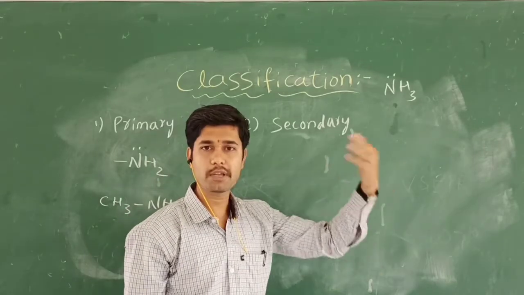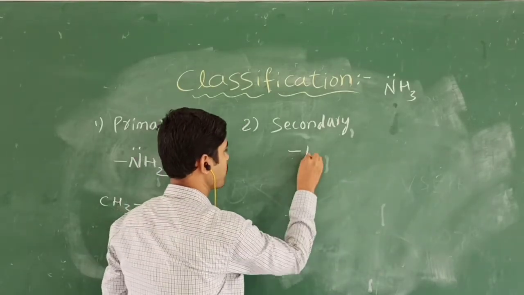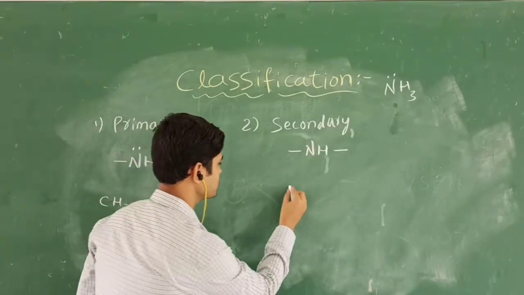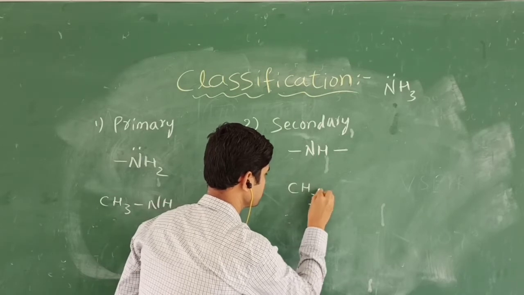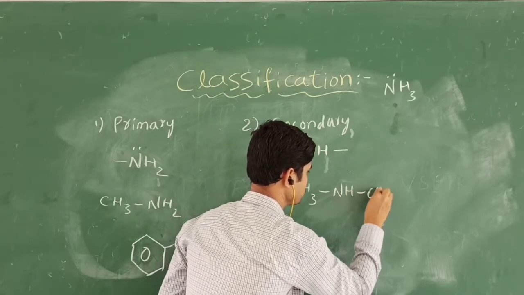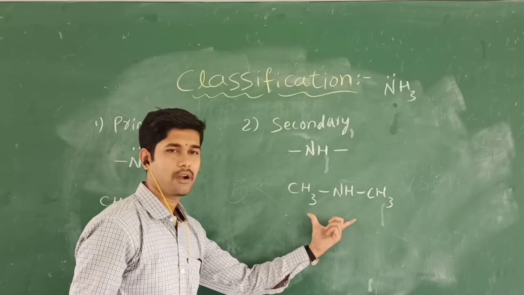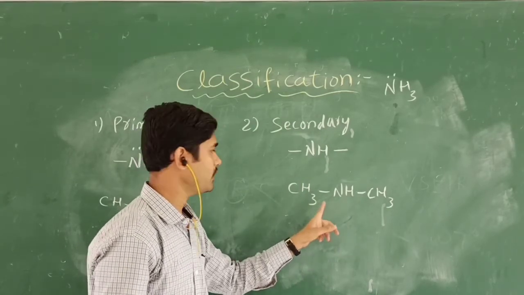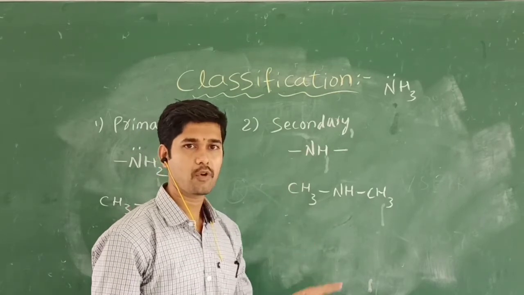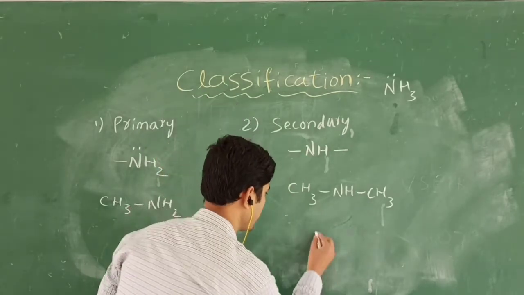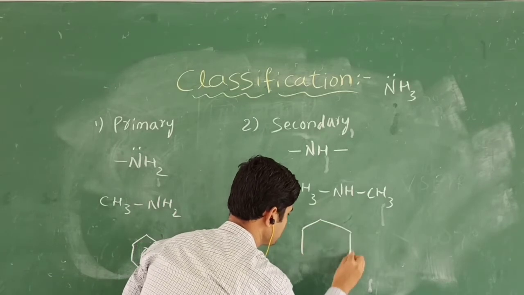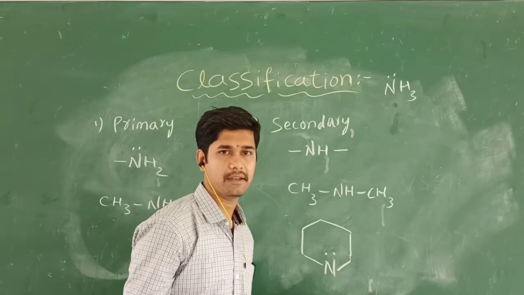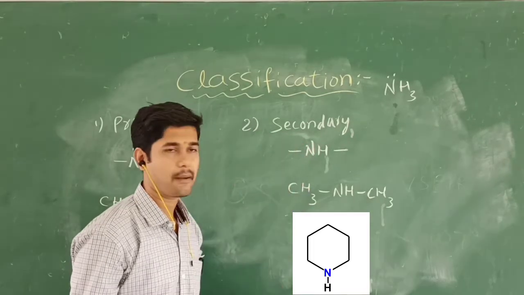Here I am going to replace two hydrogen atoms. That's why its functional group I am going to write like this. An example for this is dimethylamine. This is the example for an aliphatic secondary amine. Similarly, I am going to write one for the aryl type. I am going to give the example of piperidine. This is the example for a secondary amine.